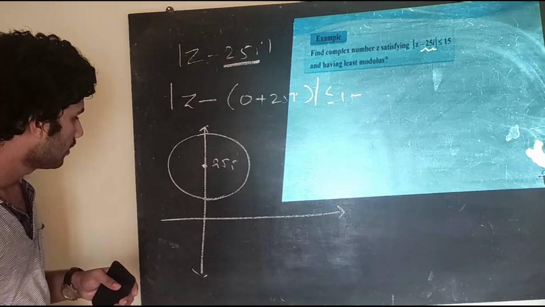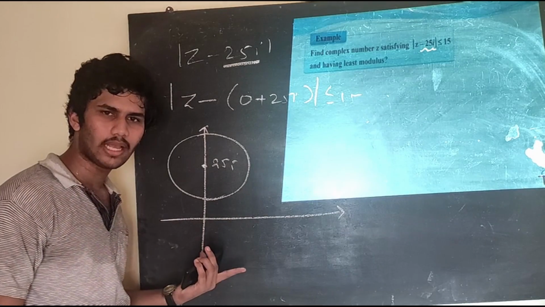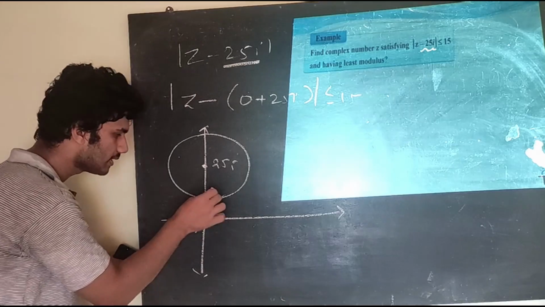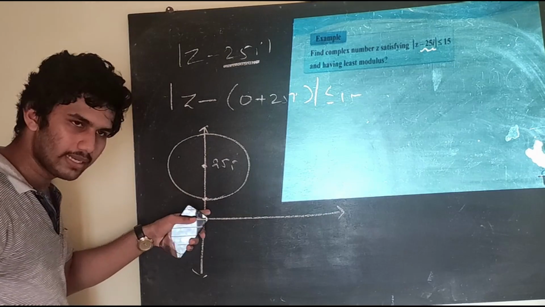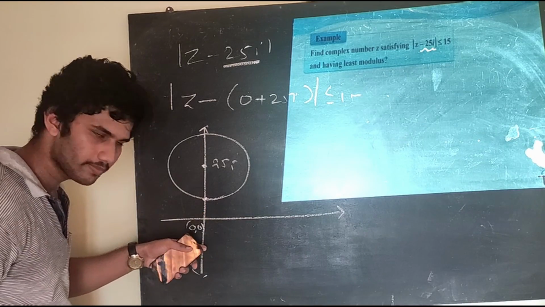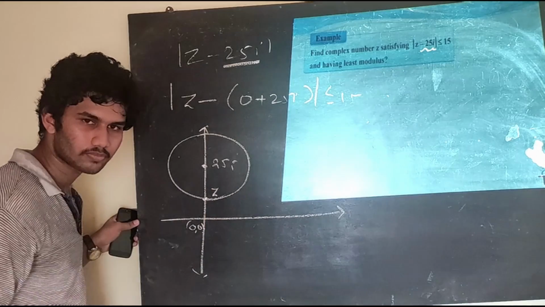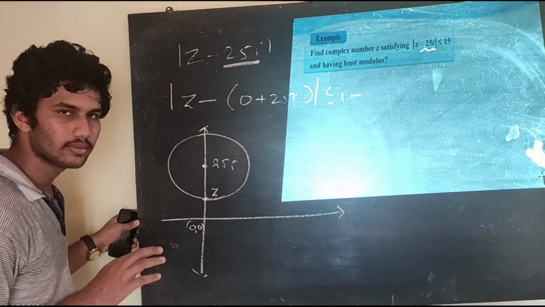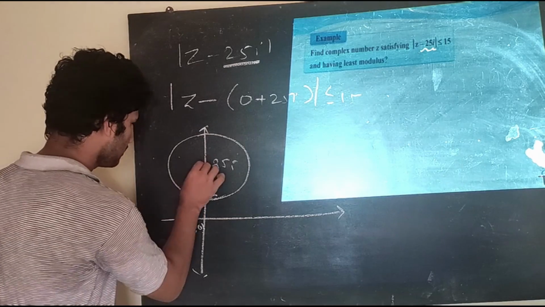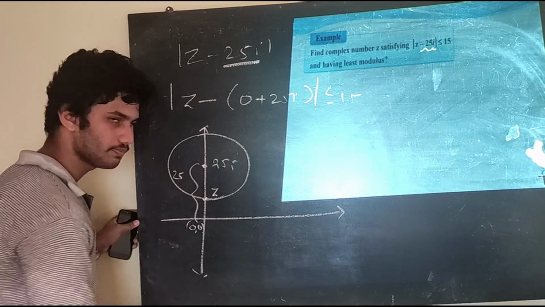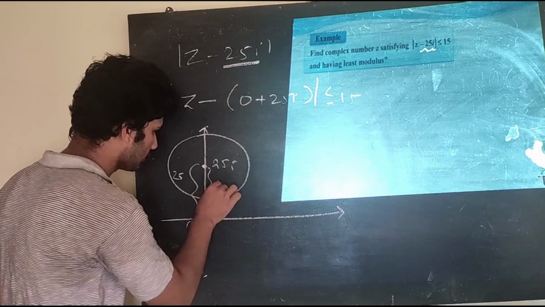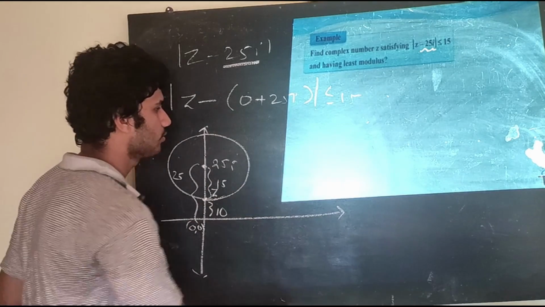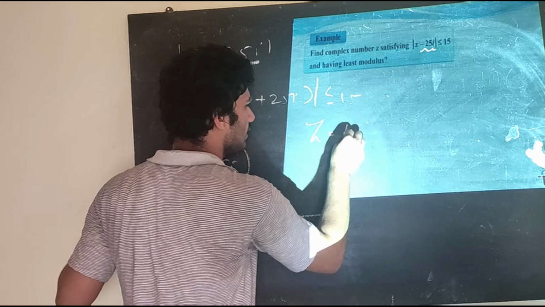Now people, do you get where will be z having least modulus? This is my origin. Obviously that will be this. This will be the least distance from origin, right? So z must lie over here. Now we need to find the z satisfying this having least modulus. So this total distance is 25. This distance is 15. So this distance is 10. So the answer becomes so easy, z is equal to 10i.